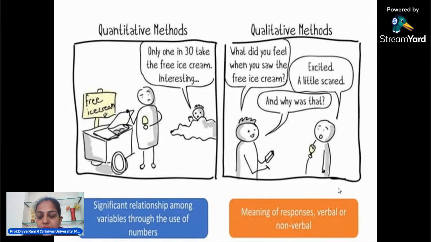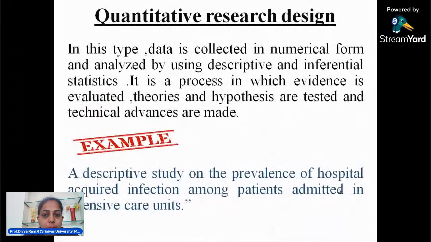you can see he is asking the child, how do you feel when you saw the ice cream? The child is responding, excited, a little scared. So he is asking again, why did you feel excited? Now you can see what type of questions were asked to the child and what the response was. If you are seeing the response of a particular respondent in verbal or non-verbal communication and you are recording that, then you call it qualitative research design. Sometimes you will combine these two designs, so that becomes mixed.